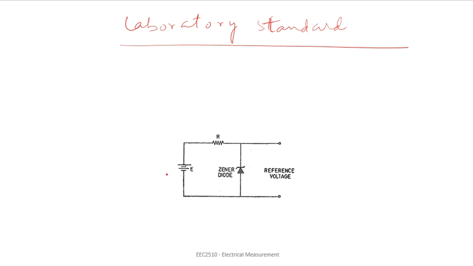This supply voltage, represented here by E, is usually higher than the Zener voltage of the diode, which assures the breakdown of the diode. And the resistor present here has a high value and is placed in series with the diode and the battery. So it serves the purpose of limiting the current through the diode during the breakdown.